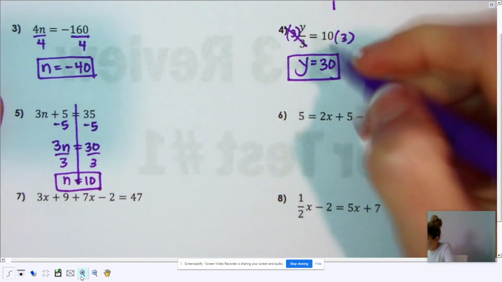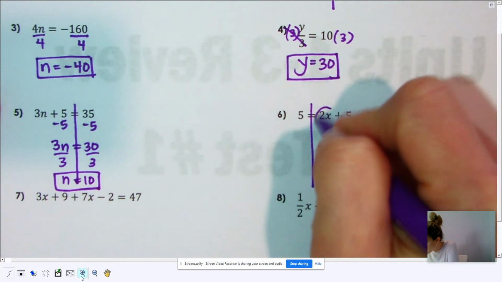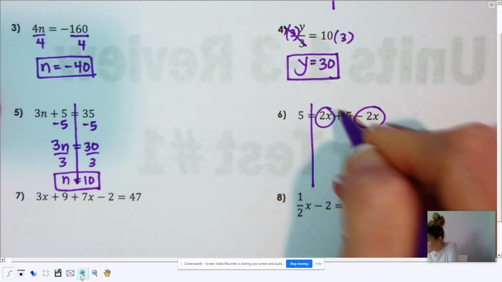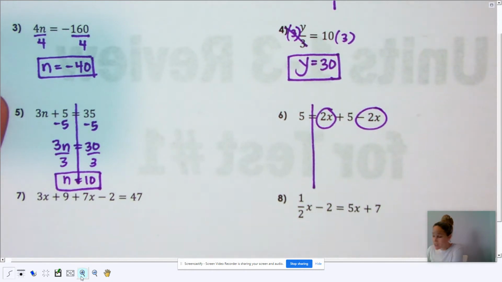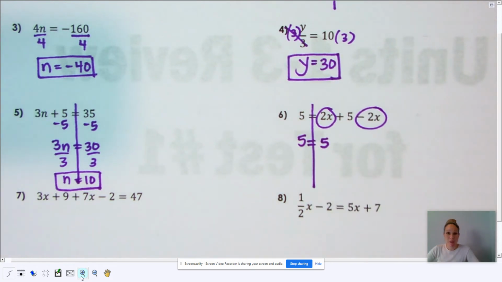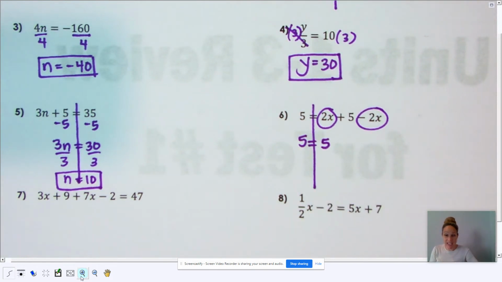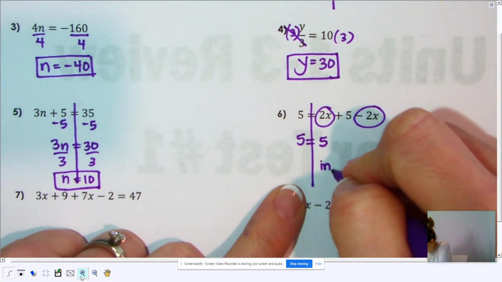Question number 6, before I start, I want to try to combine any like terms. So I have a plus 2x, I have a minus 2x, and those actually cancel each other out. So there'd be 0 x's left. So all we have left is 5 equals 5. So remember that whenever all of the x's are canceled, you look at what's left, and if it's true, you would say there are infinitely many solutions.